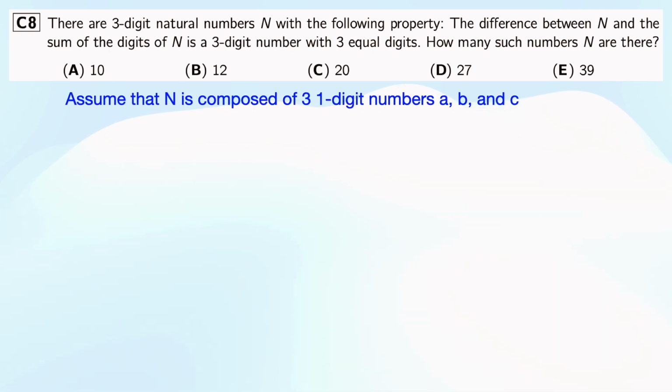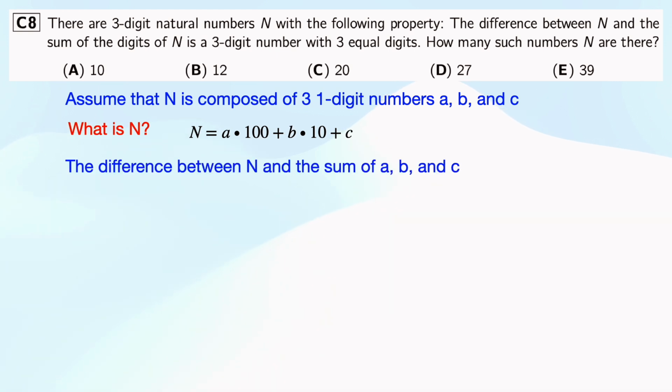Let's assume that n is composed of three one-digit numbers a, b, and c. So what's the relation between n and a, b, and c? Now n is equal to a times 100 plus b times 10 plus c. According to the text, the difference between n and the sum of its digits is a three-digit number with three equal digits. But let's look at the difference between n and the sum of a, b, c first.